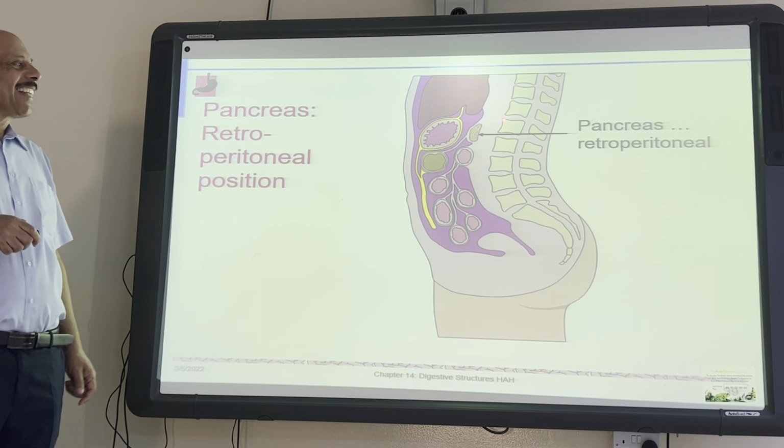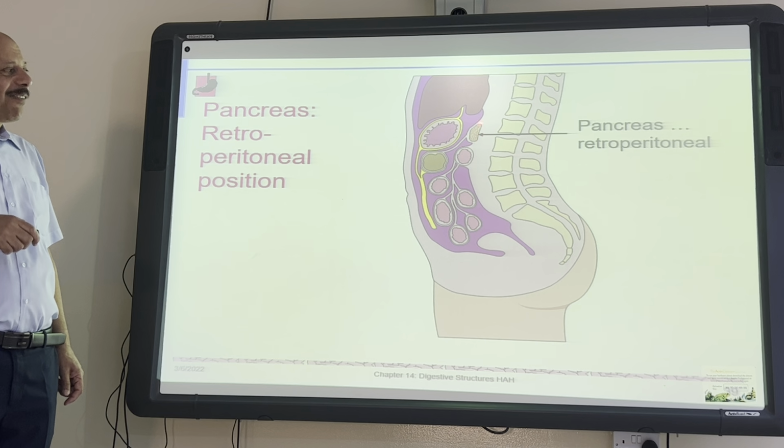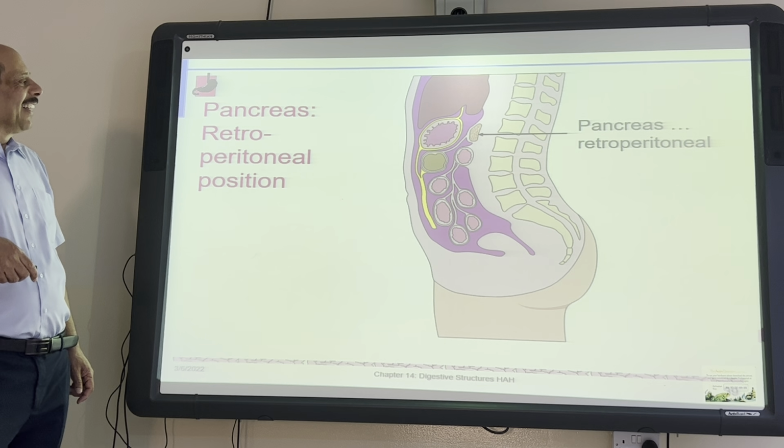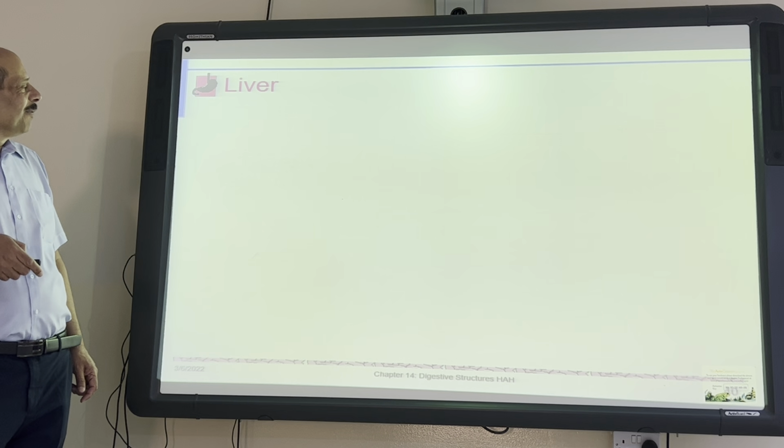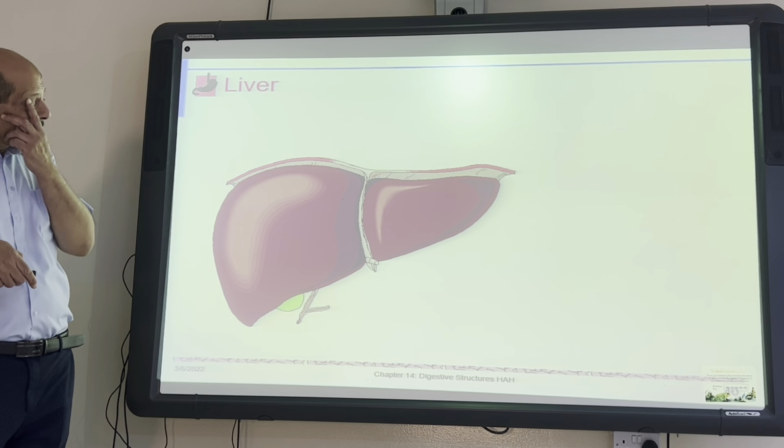So this is the pancreas. What is this? This is the stomach. Here, this is large intestine, small intestine. The liver.